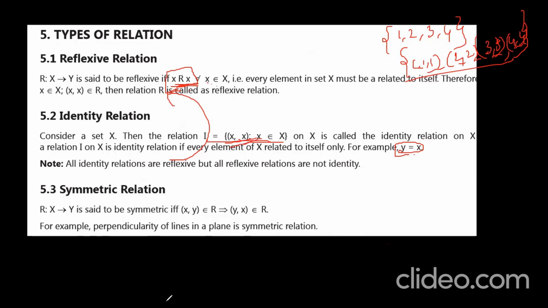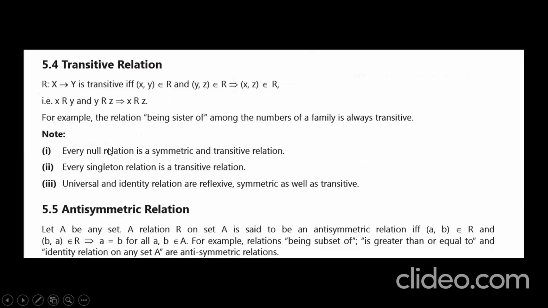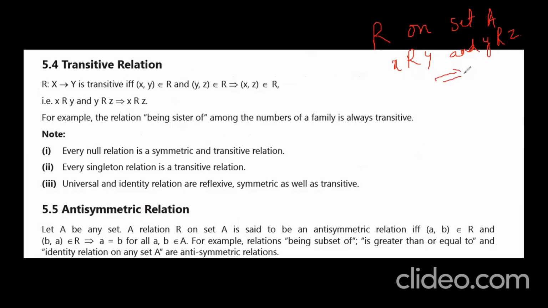Yes, let us observe the next part. Symmetric is done. Next, transitive relation. A relation R is said to be transitive when? If it is transitive on set A, I am taking x related to y, and also y related to z, which implies x is related to z, for x, y, z belonging to A.